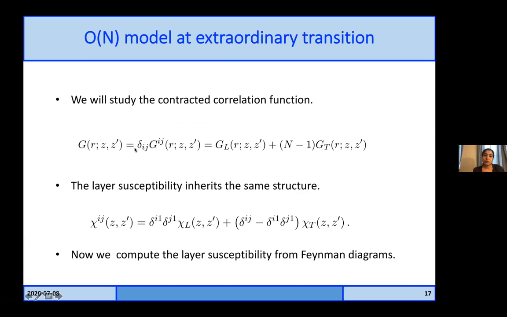So we will study the contracted correlation function, which is given this way. This n comes from the contraction of the Kronecker delta. Now, from the definition of the layer susceptibility, we know that this is given as an integral over this correlation function. So the layer susceptibility also inherits the same structure. It will also have a longitudinal part and a transverse part. So now we compute the layer susceptibility using the Feynman diagrams.